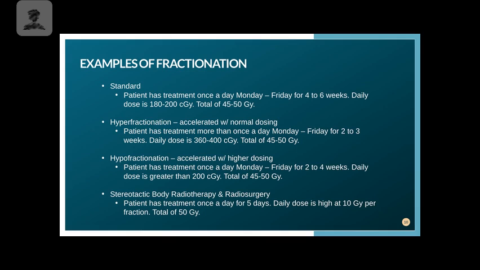Hyperfractionation, we can do this with accelerated with normal dosing. So what that means is they're going to be treated more than once a day, Monday through Friday, usually for 2 to 3 weeks, depending on their days and when they started. But their daily dose is going to be 360 to 400 centigray. So they have a lot more dose, but it is still spread out over certain hours. So they may come twice a day, so morning and then in the late afternoon, or they come 3 times, morning, lunch, and afternoon. So they're still getting a total of 45 to 50 gray, just faster. And so that's used sometimes for certain cancers. The physician that I worked with, he did not like hyperfractionation. Just depends on the doctor.